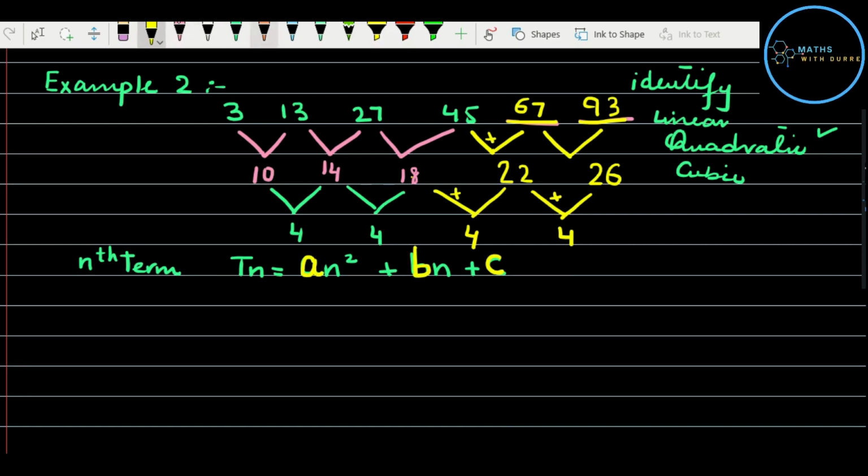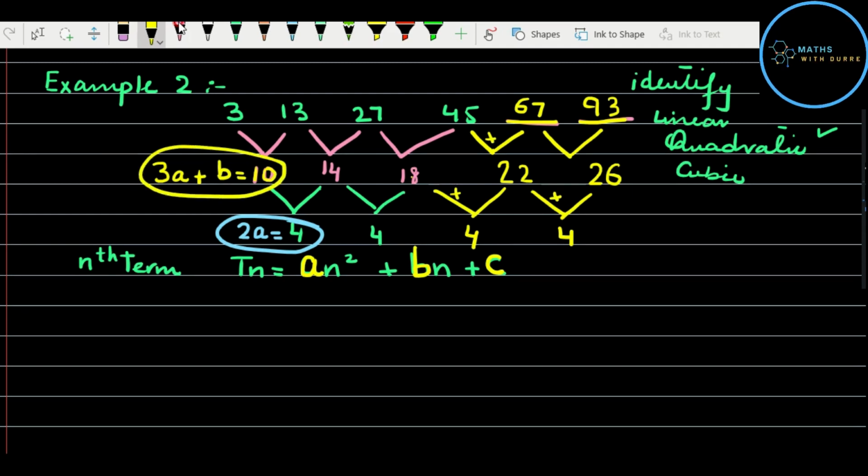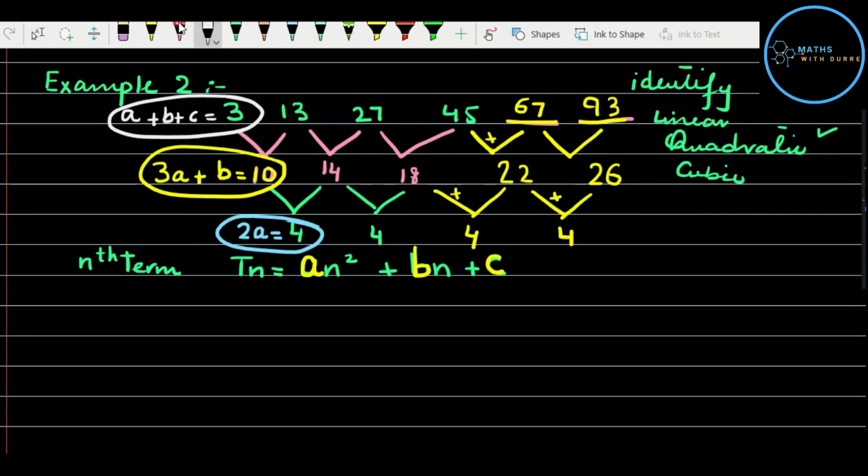So the first step will be, we have to do what? We have to make the second difference equal to 2a. Remember that. And the first difference you have to make equal to 3a plus b. Whatever the difference is, you just need to make it equal to 3a plus b. And the last one, you have to make it equal to a plus b plus c.